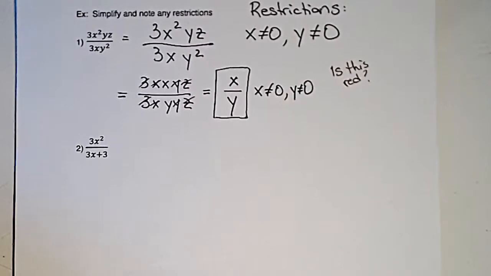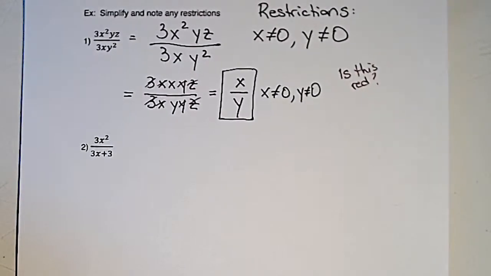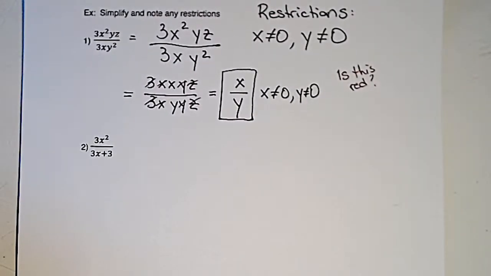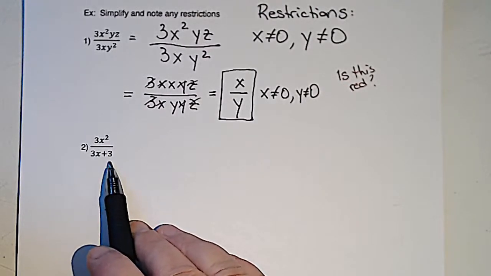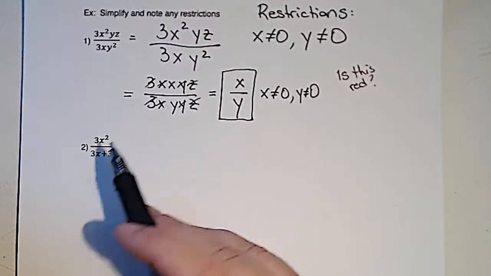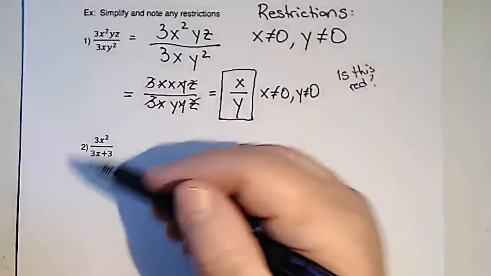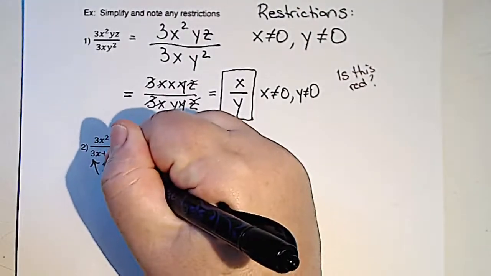Okay. This one, oh my gosh, this is the bane of the existence of most people I know. This is what happens when you've got a rational expression and you've got more than one term, top or bottom. So here's the thing. It looks great to just take the 3x squared and the 3x and just cancel, just draw a line through. You can't do this.